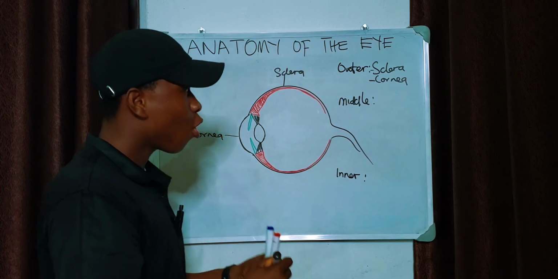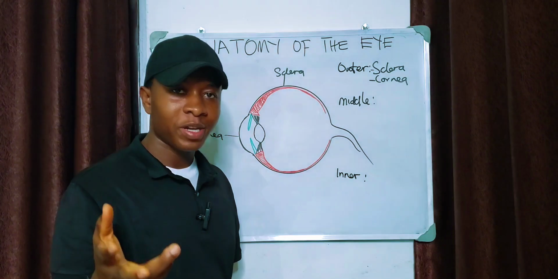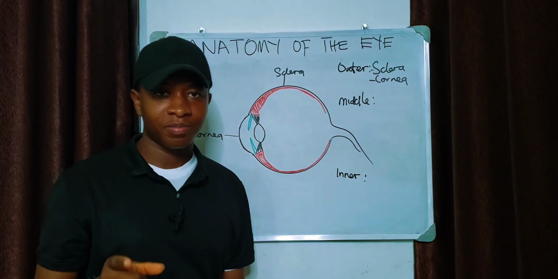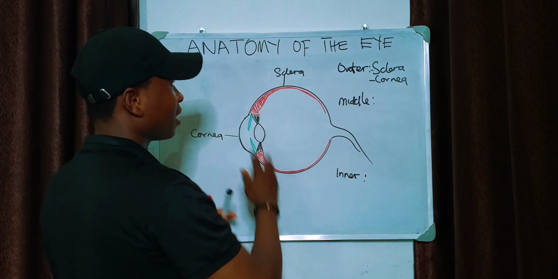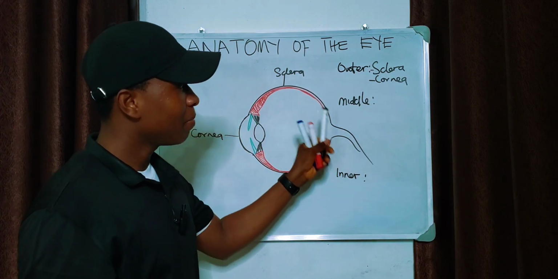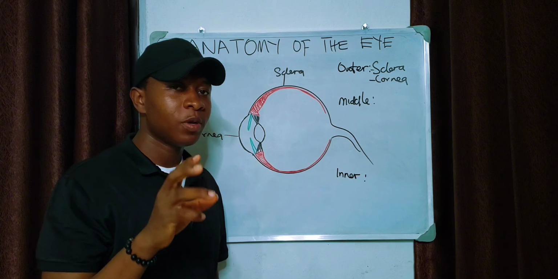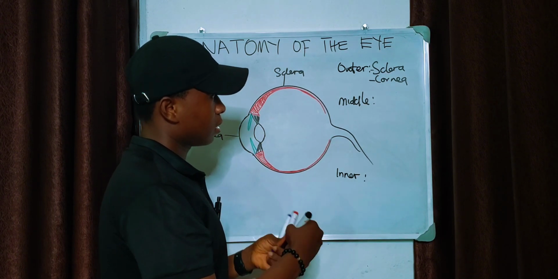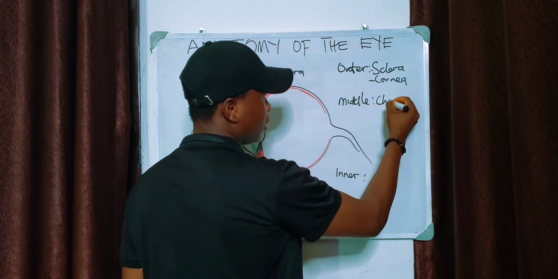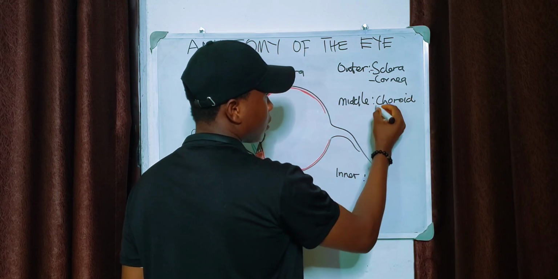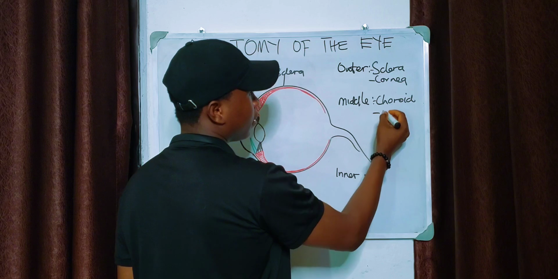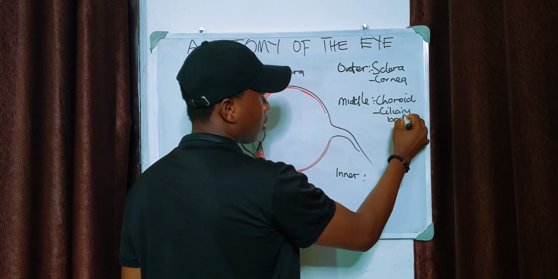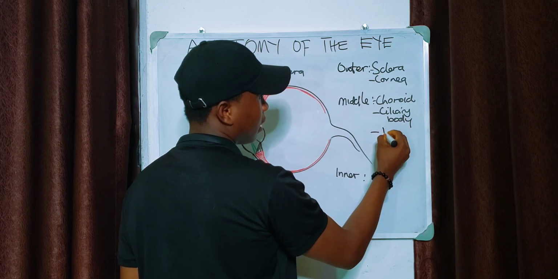Now this part, unlike the sclera, it is transparent. And so all the light that enters the eyes enters through the cornea. Okay, so that forms the outer part of the eyes. And looking at the middle part of the eyes, the middle part of the eyes is made up of three major parts. The first is the choroid. We have the choroid, we have the ciliary body, and the iris.